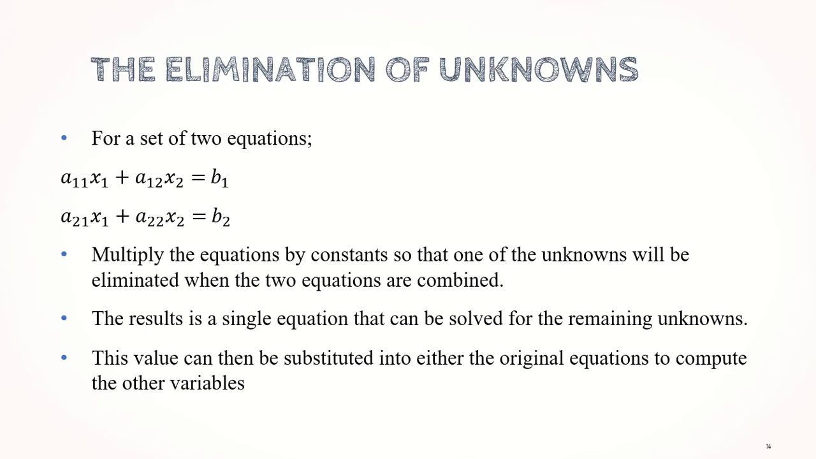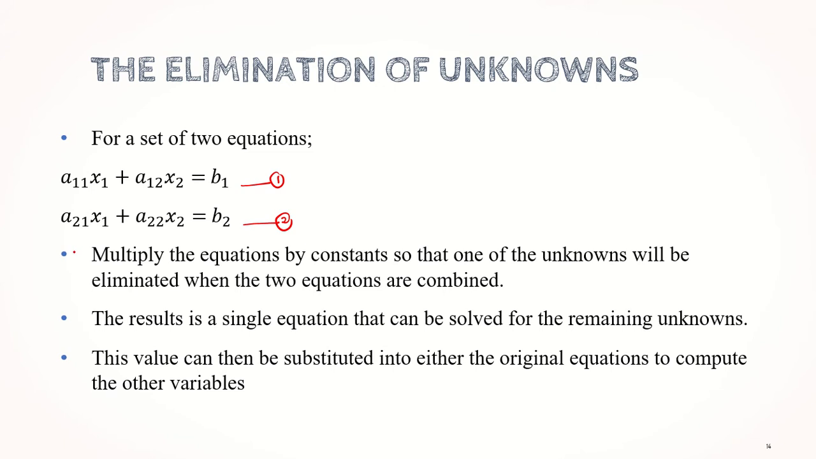The next method that we are going to learn is the elimination of unknowns. This method can be illustrated for a set of two equations, which we represent as equation 1 and equation 2. The first step is to multiply the equations by a constant so that one of the unknowns will be eliminated when the two equations are combined.